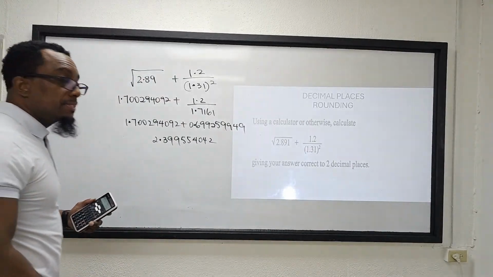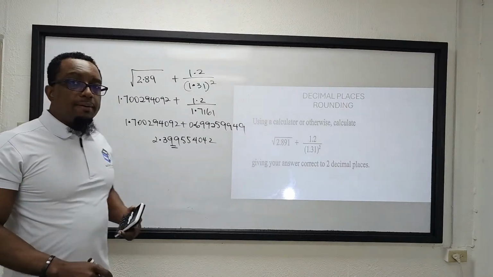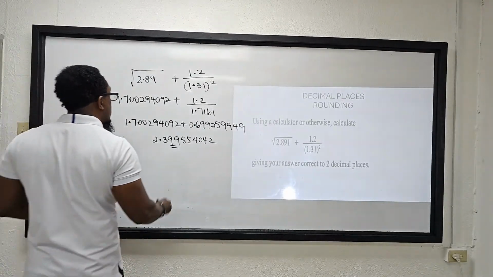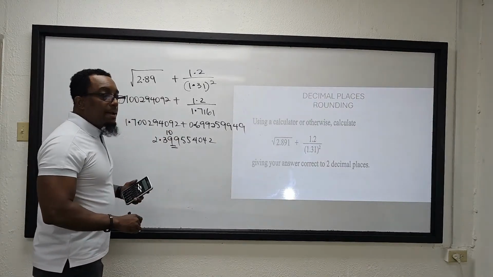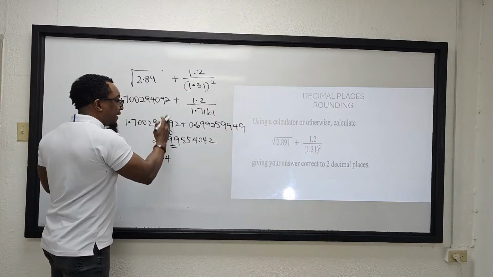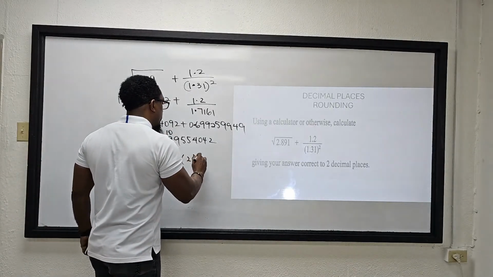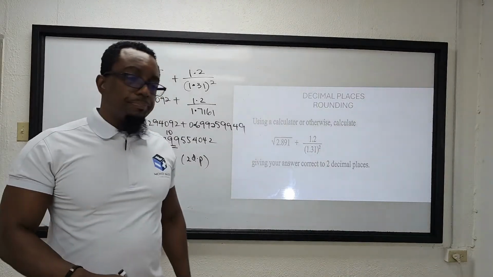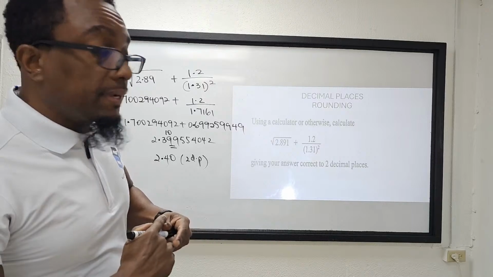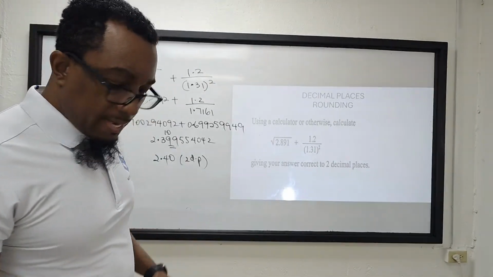So I count 2 places after the point, 1, 2. I look at the number after, which is 9. It's 5 or more than 5, so I add 1 to this 9 to become 10. And what happens? The 1 from my 10 I add to my 3 to become 4, and I replace that 9 with 0. So this is 2.40 to 2 decimal places. I think we got the same result when we approximated to 3 significant figures. So 3 significant figures will give us the same result. Alright?